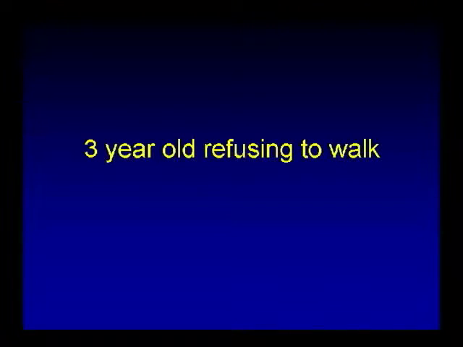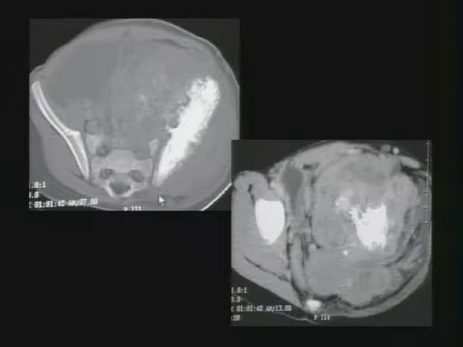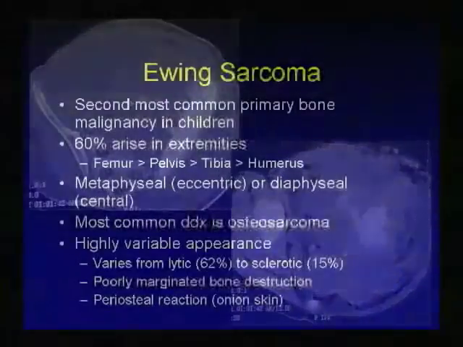Next case is a 3-year-old who's refusing to walk. We can see there's a very dense sclerotic left iliac bone, and you can see that there's an associated soft tissue mass displacing bowel to the right. Here's this patient's CT where you can see this very aggressive bone lesion with a huge soft tissue mass and bone formation within the mass.